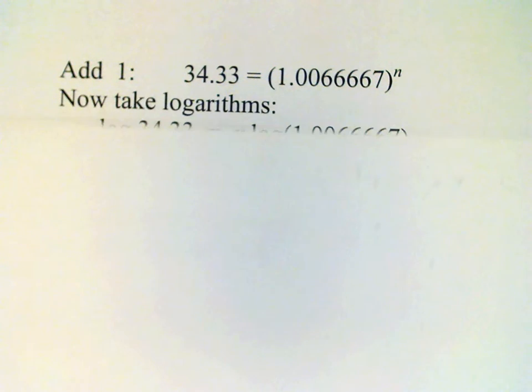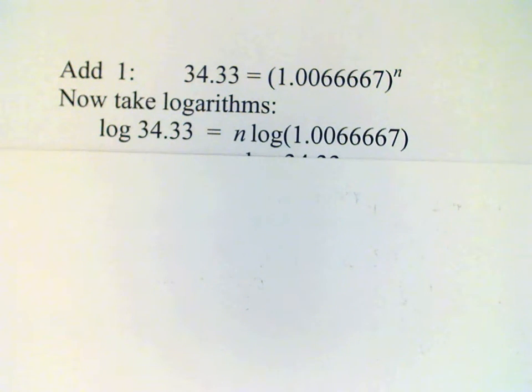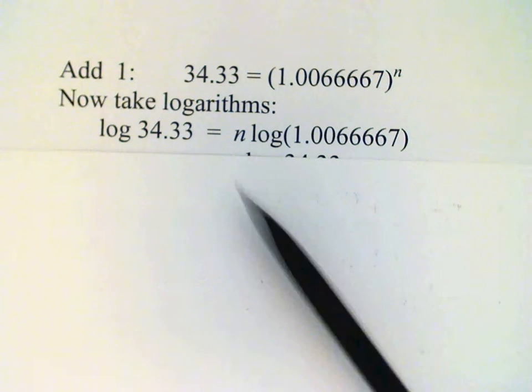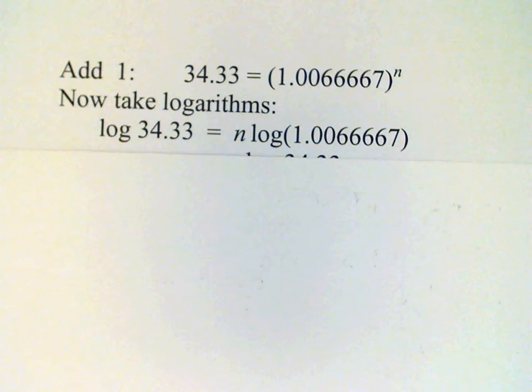Okay, so now finally we're ready to take logarithms. Take the logarithm of each side. We have log 34.33 is equal to log 1.00666667 to the n. And then we use the exponent property of logarithms to bring that unknown exponent out front. And we get this.